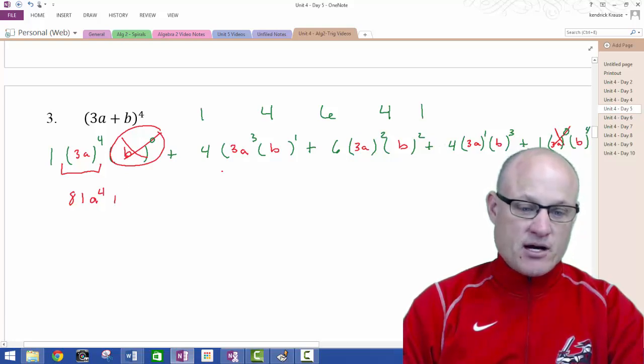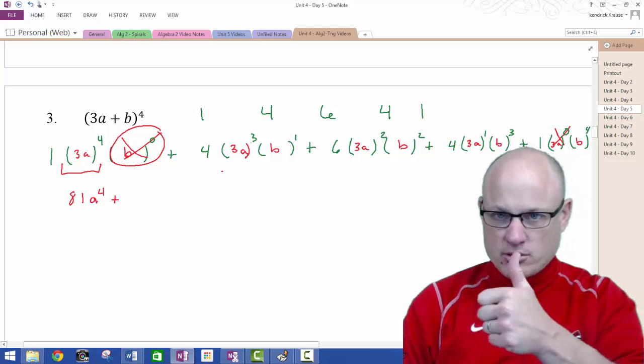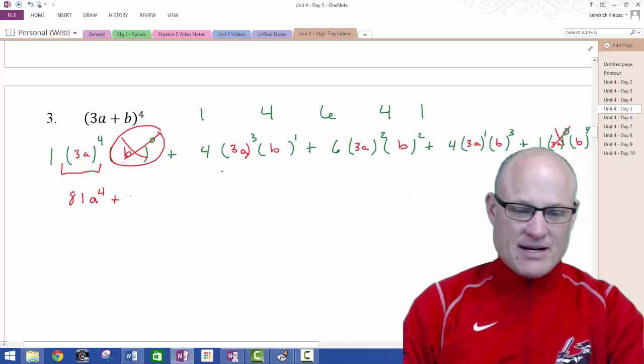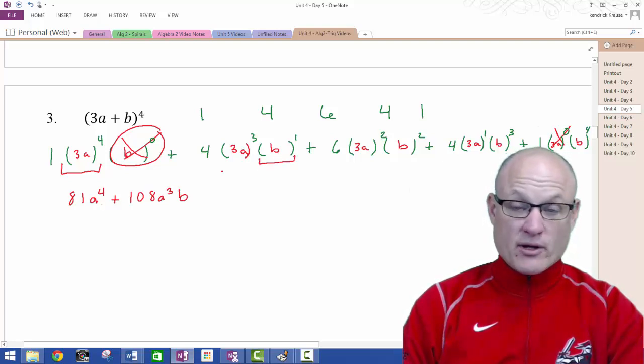Plus, now we're going to do 4. Somehow I got rid of my parentheses here, too. This is 3 cubed and B. So we're going to do the 3 cubed, which is 27, and multiplying by 4. And I've taught you guys how to multiply by 4. Double, double. Double 27, you get 54. Double 54, you get 108. So positive 108. Now, notice we're going to have an A cubed, B to the 1. I could put B to the 1, but I don't need a 1. This is B to the 0, by the way, on the first one, but I don't need that either. So on the second one, B plus.